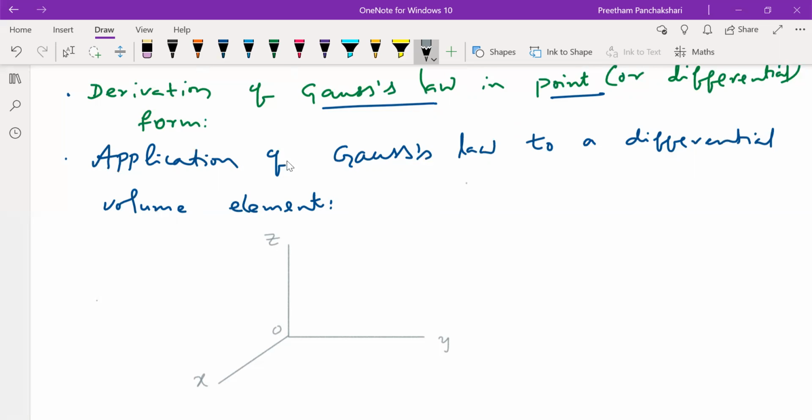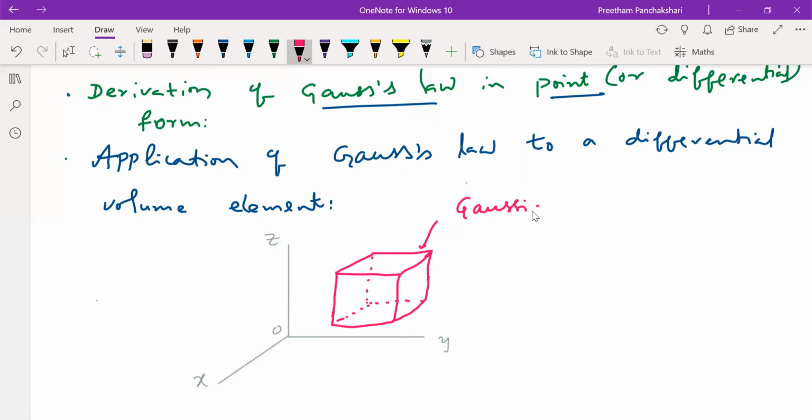So now in this coordinate system, I'll consider a closed surface, rectangular in shape, enclosing an incremental volume. This is going to be our Gaussian surface, an imaginary closed surface. The Gaussian surface is an imaginary closed surface, which is a rectangular box of incremental volume delta V.